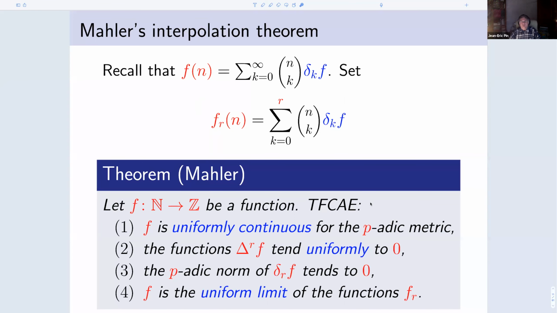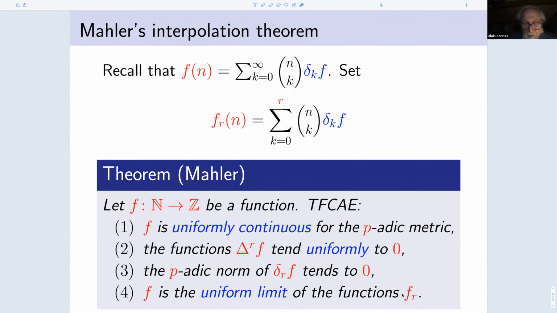Now the complete Mahler interpolation theorem states the following. You take a function from N to Z, and then the following conditions are equivalent. The first one is that f is uniformly continuous for the p-adic metric, I just remind you. Then the function delta k of f tends uniformly to 0. And the other one is that the lowercase delta k of f also tends to 0 for the p-adic norm. And equivalently, f is the uniform limit of the functions f_r.